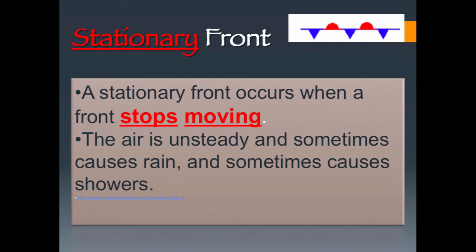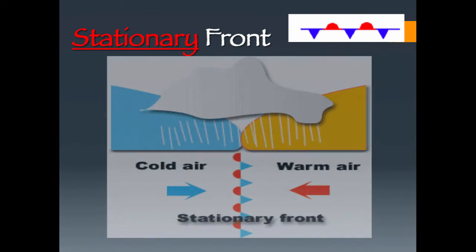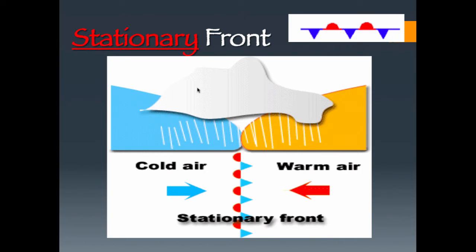So a cold front isn't moving, a warm front isn't moving. Once the front starts moving again, then it will take back over the characteristics of becoming a cold front or a warm front. The air tends to be unsteady and can cause rain and sometimes can even cause showers. So here's a picture of a stationary front.